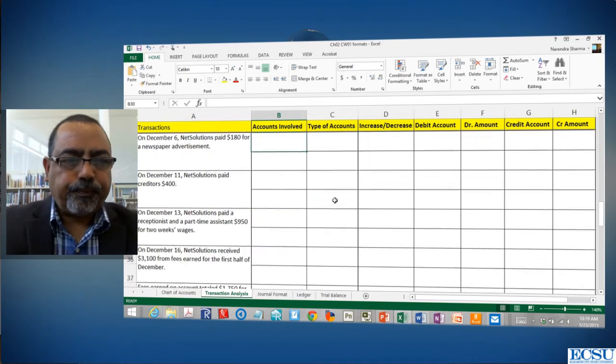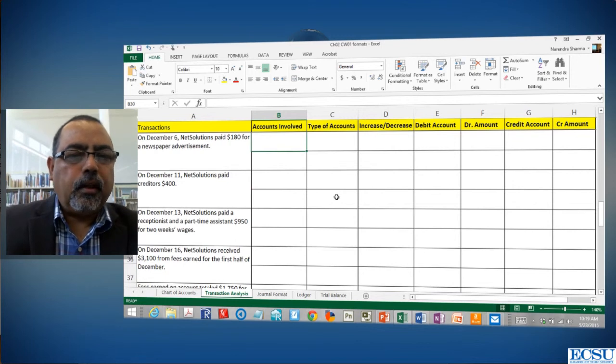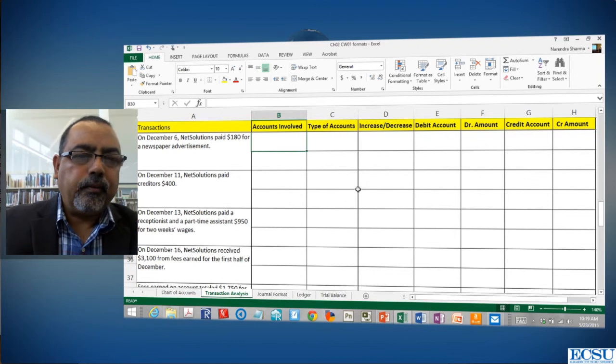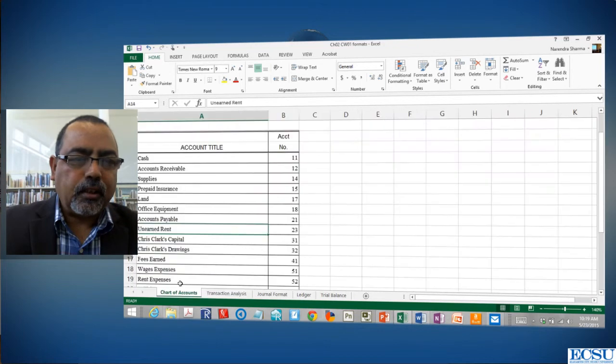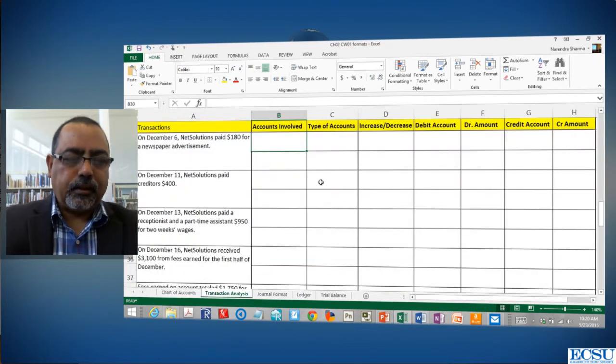Number 6. Net Solutions paid 180 for a newspaper advertisement. Now the options are advertisement expense or miscellaneous expense, because we don't want to open accounts for each and every small thing that we do. So let's see the chart of accounts, what they call it. Do you have advertisement expense? No, I don't see. So we'll book it as miscellaneous expense.